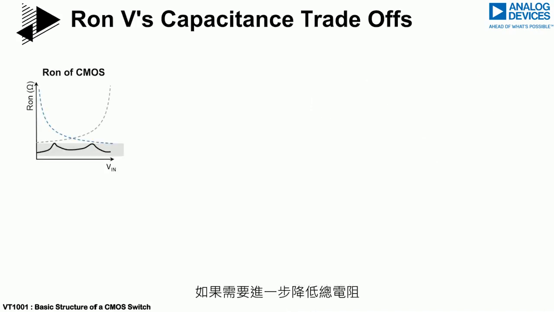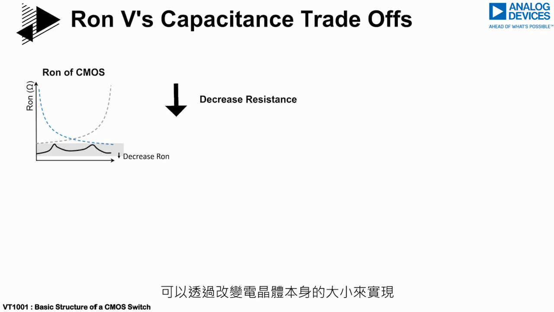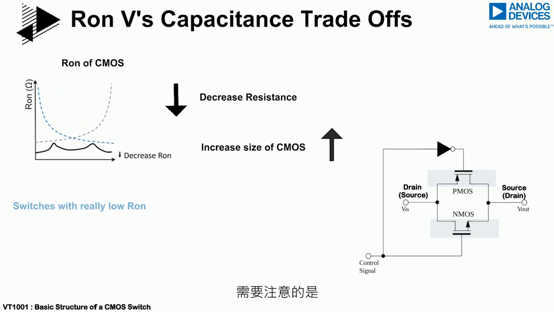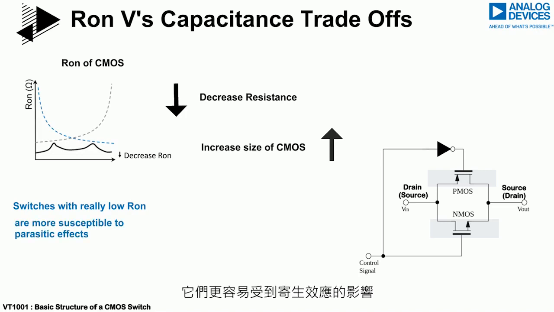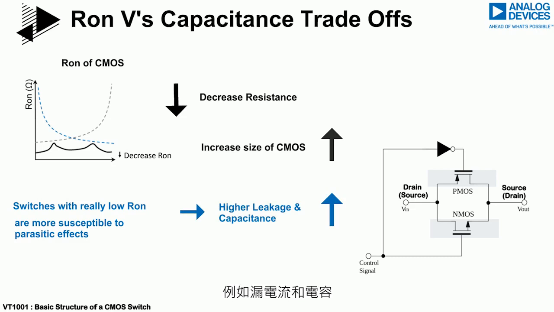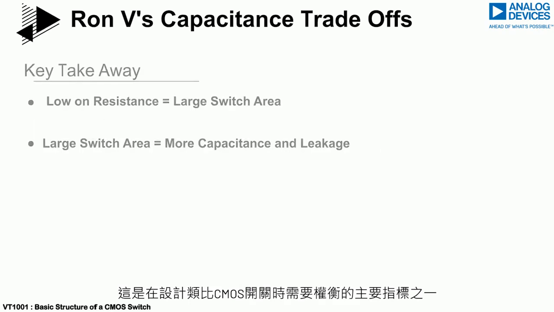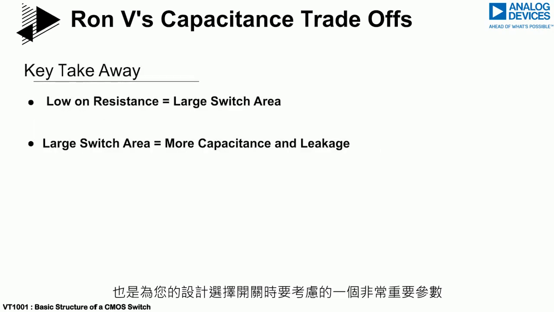If it is required that the overall resistance should be decreased further, then the way this is done is to change the size of the transistors themselves. Decreasing the resistance requires an increase in transistor size. One thing that should be noted here is that switches where the on resistance is really low are more susceptible to parasitic effects such as leakage current and capacitance. This is one of the main trade-offs when designing analog CMOS switches, and is a very important factor to consider when choosing a switch for your design.